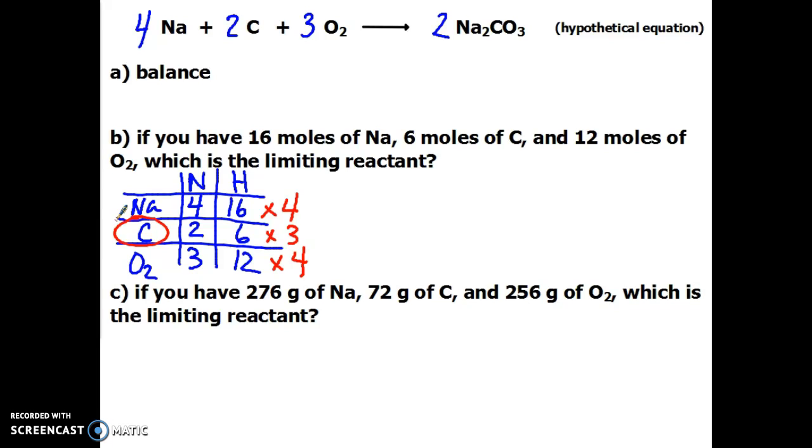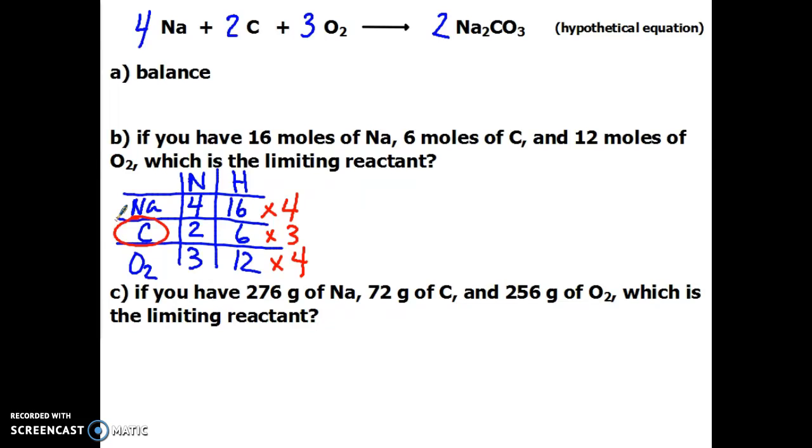All right, next question, question C. This time it says if you have 276 grams of sodium, 72 grams of carbon, and 256 grams of oxygen, which one is the limiting reactant? All right, this one is a little bit more work, and that's because I have grams. We've talked about this a lot of times. Grams, or weight or mass, never ever a good way of comparing. So in order to compare these fairly, we need to turn these things into moles.